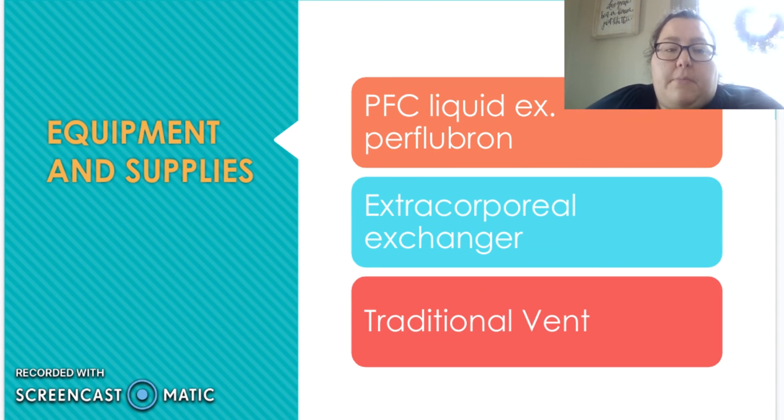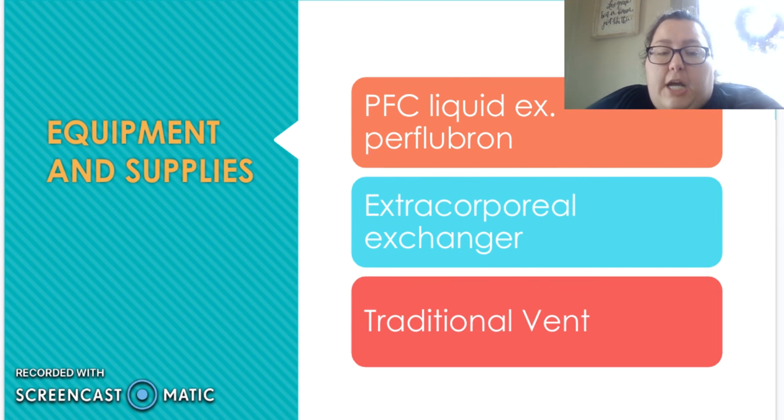So, equipment and supplies. PFC liquids are modified hydrocarbons in which the hydrogen atoms are replaced with fluorine. This makes it an inert liquid that is non-toxic and minimally absorbed through the respiratory epithelium. The liquid absorbs oxygen up to 17 times more than saline solution and carbon dioxide 4 times more. Perfluorocarbon has a high density. It prevents fluid and protein from moving across the alveolar capillary membrane into the lung.